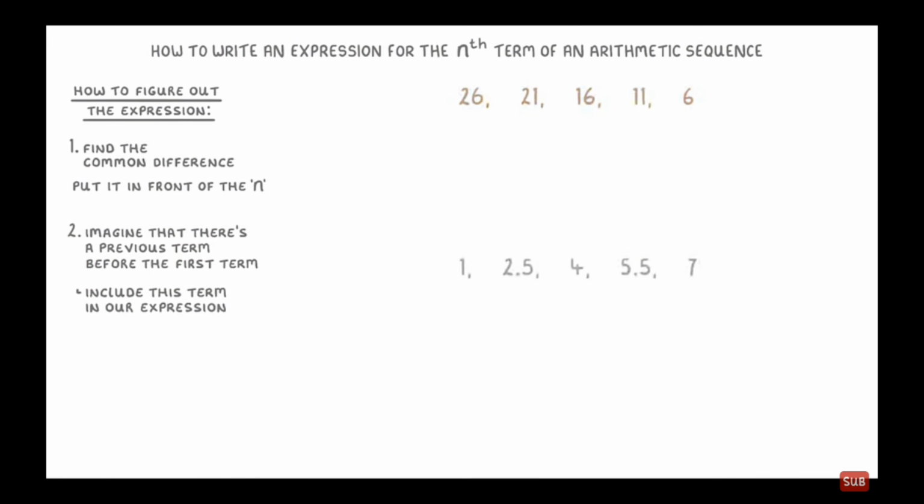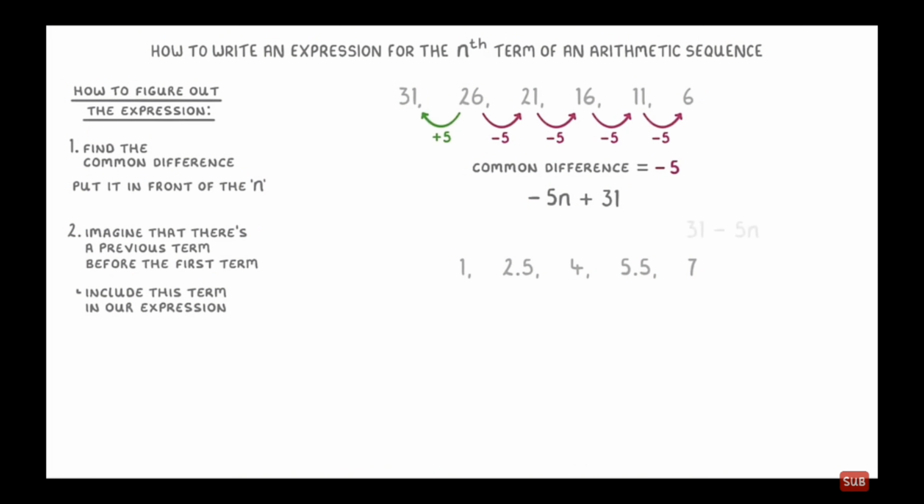In our first sequence, the terms are decreasing by 5 each time. So the common difference is negative 5. And this means that our expression will start with minus 5n. Then to find the imaginary first term, we need to do the opposite and add 5 to the 26, which will give us 31. So we add 31 to our expression to get minus 5n plus 31. Or if you wanted to, you could write it as 31 minus 5n. It's completely up to you which way around you want to write it, but we do normally put the n term first.